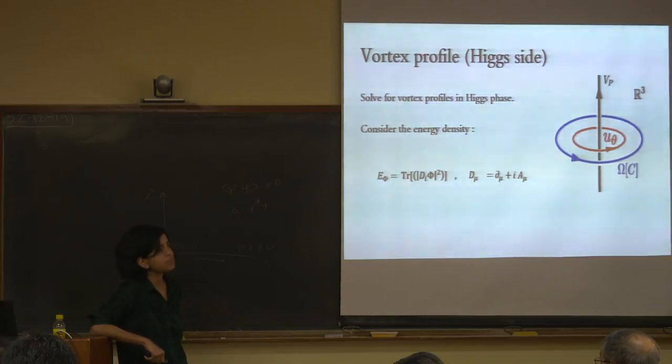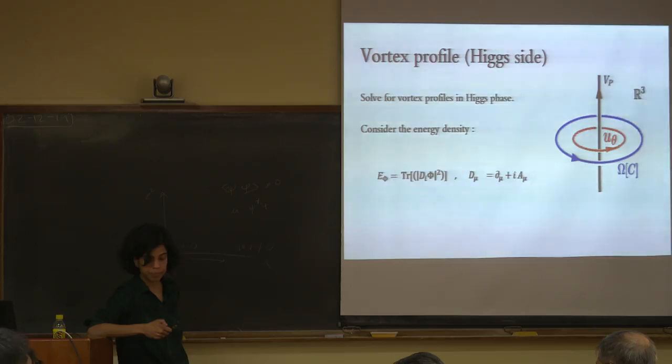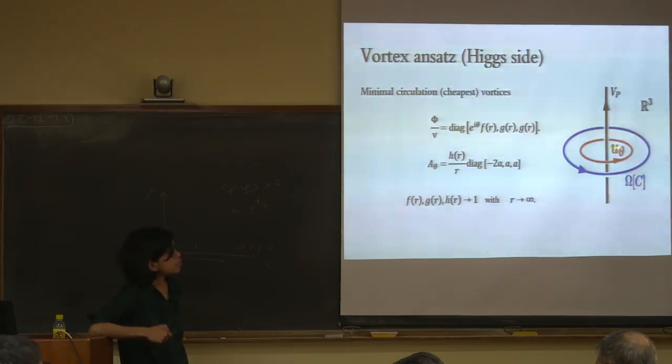So P is the path along which the vortex core is. The Wilson loop you want to compute is around the core of the vortex, very far away from the core of the vortex. And so there is a superfluid flow going around the vortex, and u theta is the superfluid velocity. So you want the determinant of phi to wind around this axis.